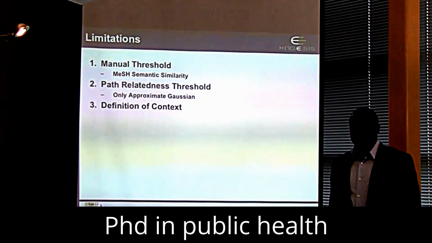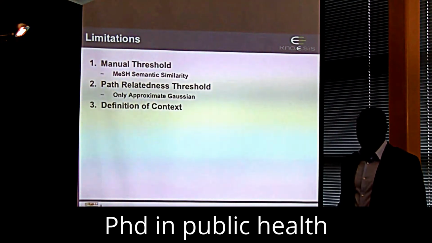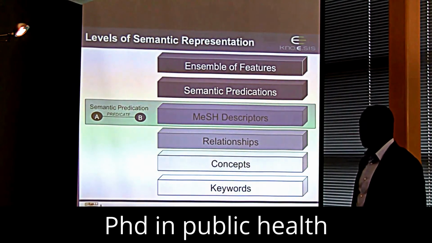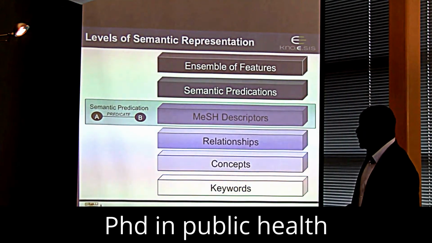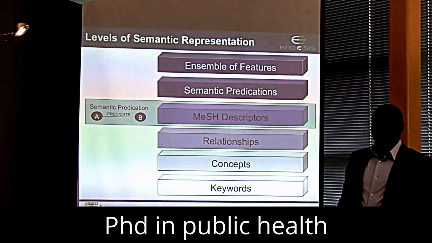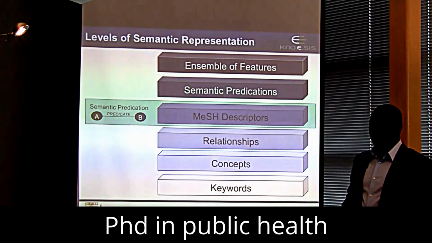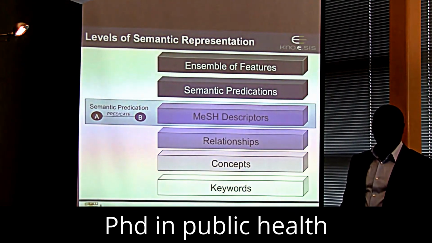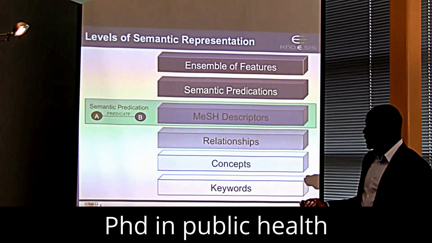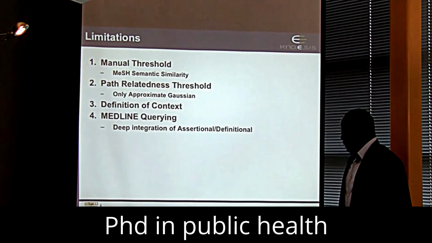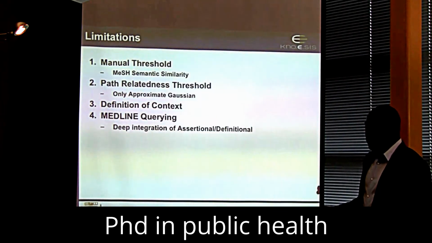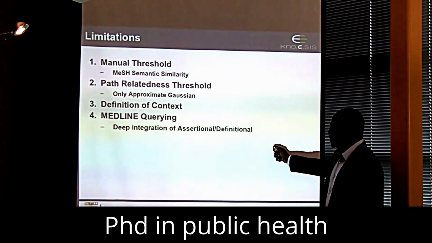Our definition of context uses just the mesh descriptors. I had a very intense discussion with someone who felt very strongly that relationships could be used as well. In the end, we selected the mesh descriptors because they're manually assigned to the articles, and we believe that they should capture some kind of concept level semantic summary that can be leveraged as we have done. But again, there can be an ensemble approach where several features are being used. That's possible.